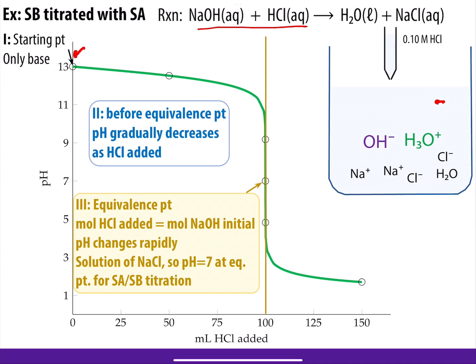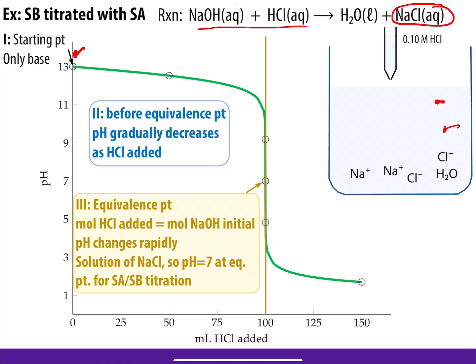At the equivalence point, what happens? Well, here's what this looks like in our beaker here. The H3O plus that's added reacts with the OH minus, and now we just have a solution that contains the products here. So since we've used up all of the NaOH, we now just have a solution of water, and the only thing that's not water in the solution is NaCl.